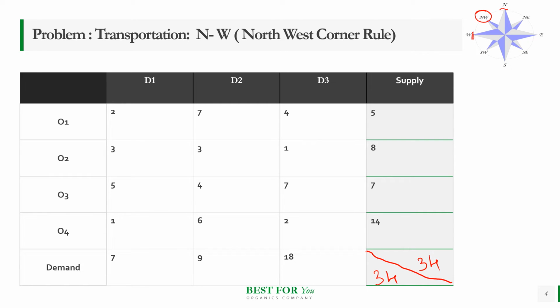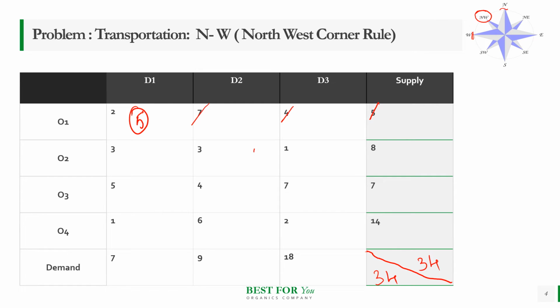So let us start allocating. So we'll start allocation from the cost 2. Okay, so let us look at what is the demand. The demand is 7 and the supply is 5. That means I want 7, but the supply is only 5. So I can get only what is in the supply. So I'll get only 5. So the entire supply got over.